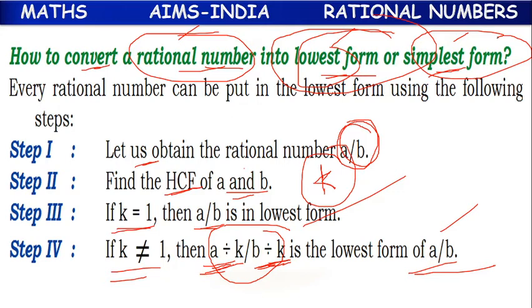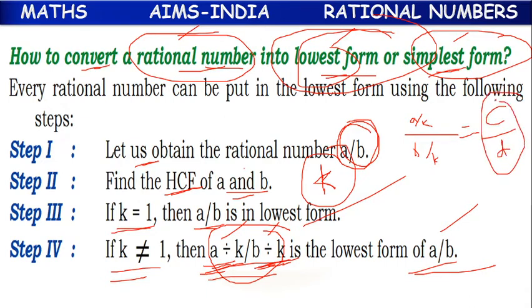But if the HCF is not 1, both numerator and denominator are to be divided by that HCF. Here it is k. So after division, a by k and b by k, the resulting rational number c by d, we can call it the simplest form of a by b.